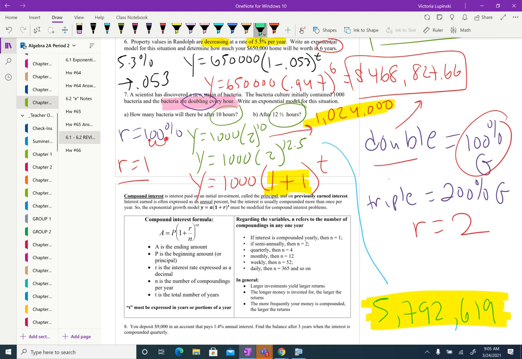But this idea of doubling and tripling is pretty important, so I would just make sure that you have jotted that down. And then let me give you another second just to catch up if needed.